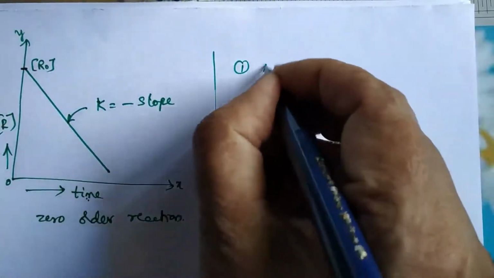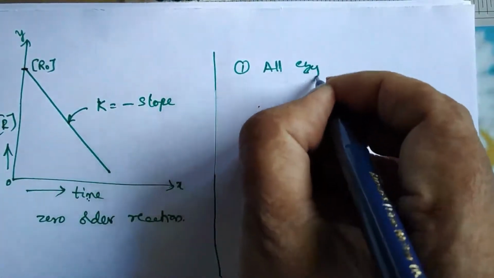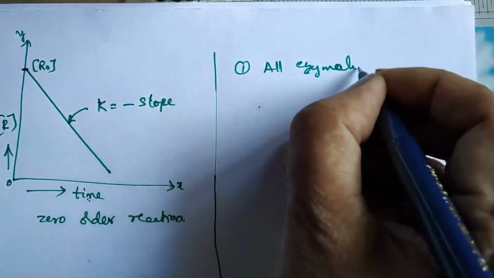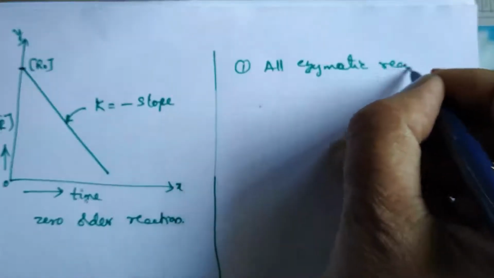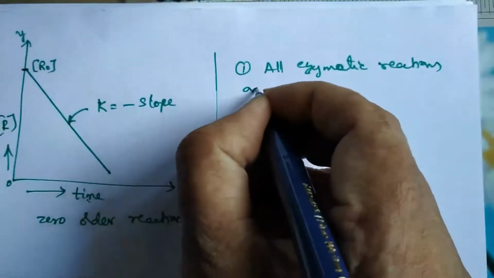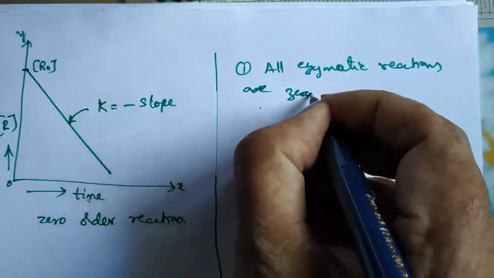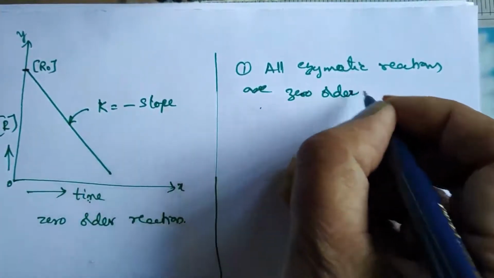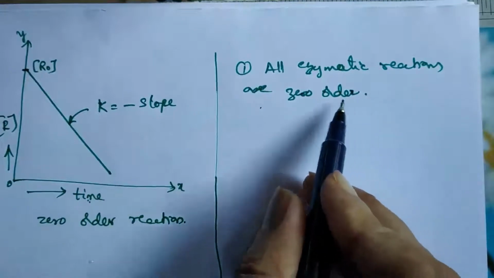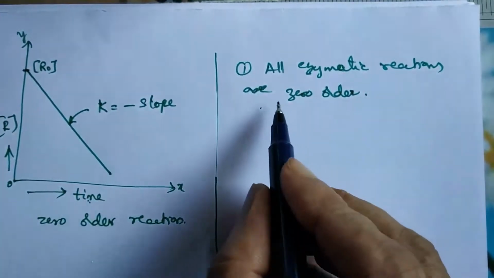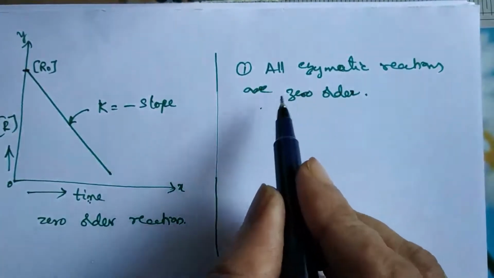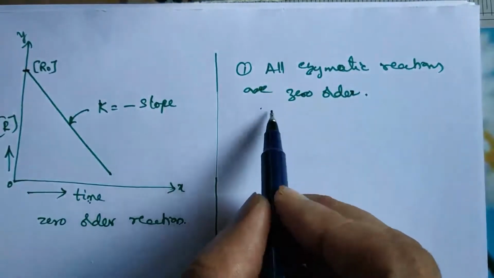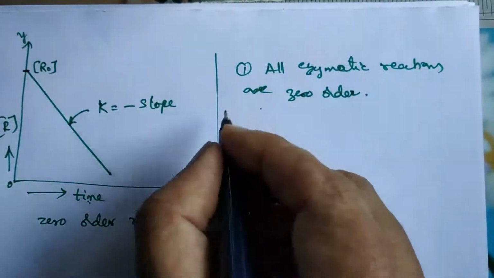And next are the examples for zero order reactions. First one is all enzyme catalysts. All enzymatic reactions are zero order reactions. That means all the enzymatic reactions which are undergoing in our body come under zero order reactions.